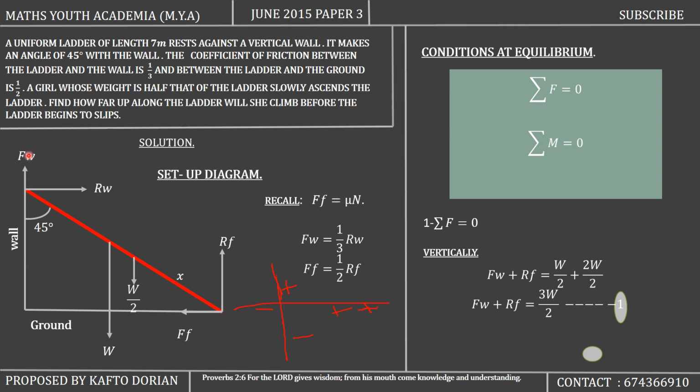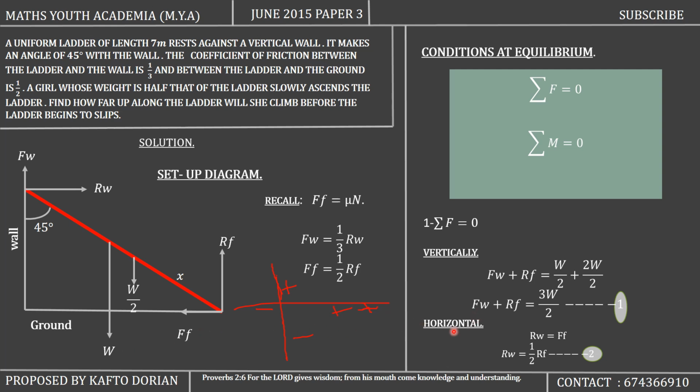The frictional force of the wall is vertically upward, which is positive, correct? The normal reaction force of the floor points vertically upward, which is also positive. The vertical downward forces, both of them pointing downward, are negative. So I have minus W on 2 plus W, minus W on 2 minus W equal to 0. I will send the respective weights to the right-hand side to be positive. I will now sum it to have 3W on 2, which is my equation 1.